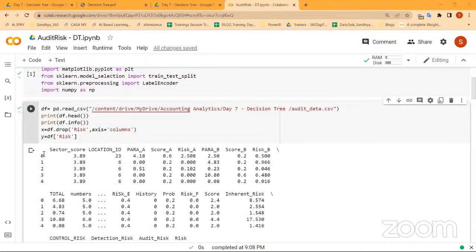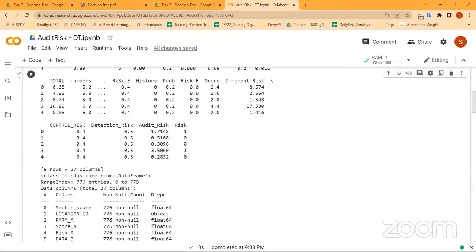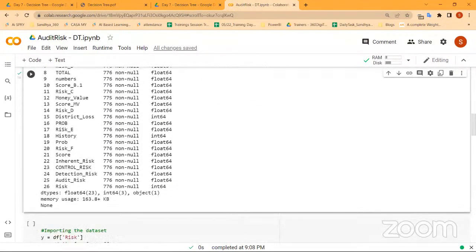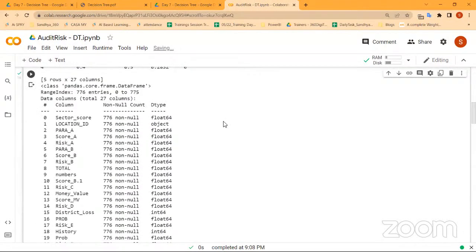So you can see this is my data and these are the columns that we have. And finally, we got the info as well. So you can see everything is non-null. We don't have any missing values. So that's the reason I'm not doing any other pre-processing. But if you have null values, you have to impute them. You have to follow the imputation techniques.